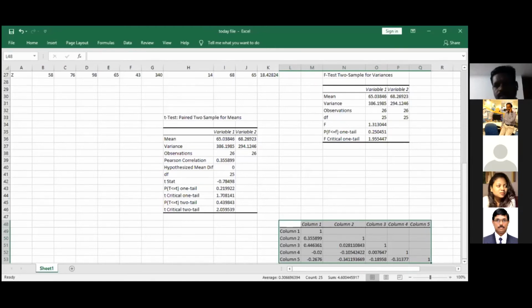Null hypothesis for science: there is a relationship between the science subject and the social science subject. Sorry, the null hypothesis: there is no significant difference between the science and social science. Then the alternate hypothesis: there is a significant difference between the science and social science.